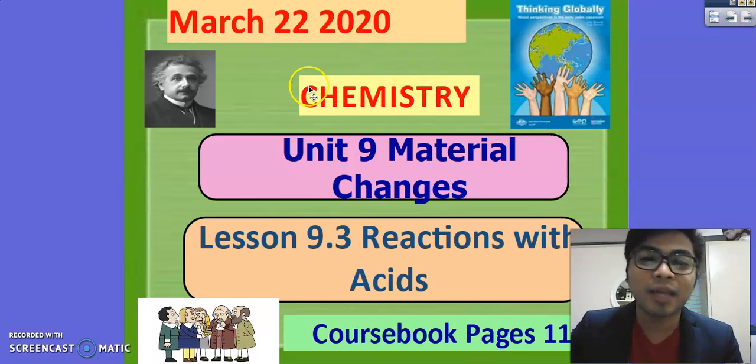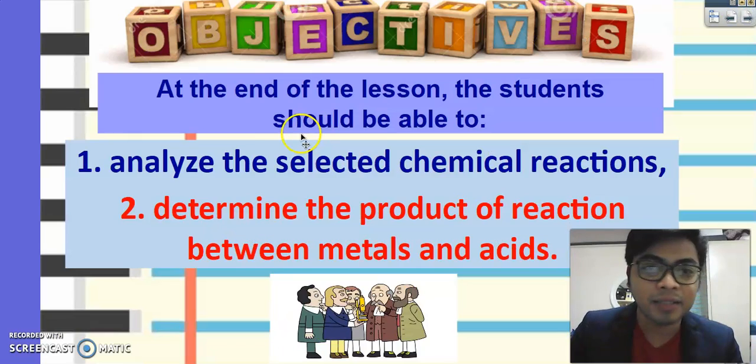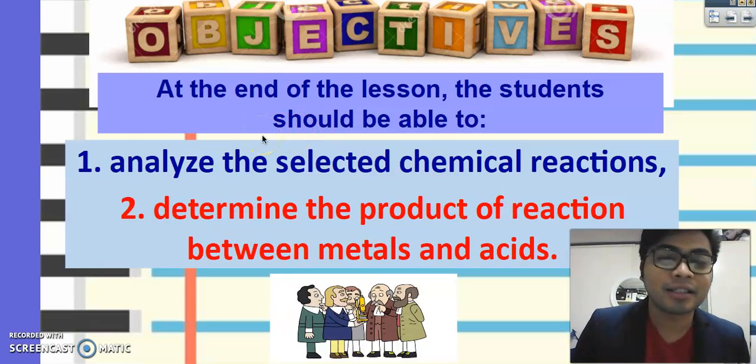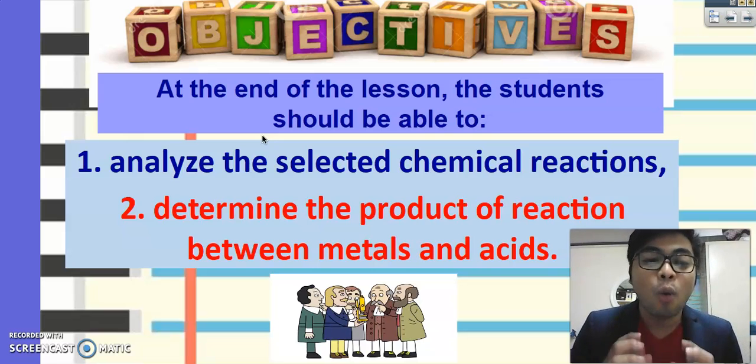Our topic is all about metals, and we're going to take a look at what happens if they react with acids. So it's lesson 9.3, reactions with acids, and you can open your course book on page 112. Let's take a look at our objectives for the day. We're going to analyze some selected chemical reactions and determine the product of the reaction between metals and acids. So we're going to name what will happen if a metal reacts with acid.